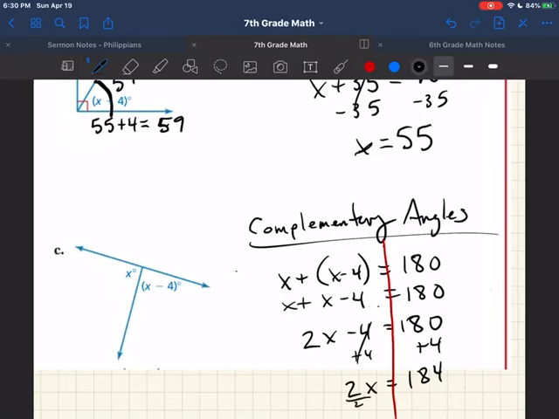I'm running out of room, looks like. Okay, divide both sides by 2. Those go away. And therefore, x is equal to 184 divided by 2, which would be 92. So if x is 92, that means that this is 92, and this is 92 minus 4, or 88. 88 plus 92 is 180. Check it. So that's what we expect, because that's 180, right?